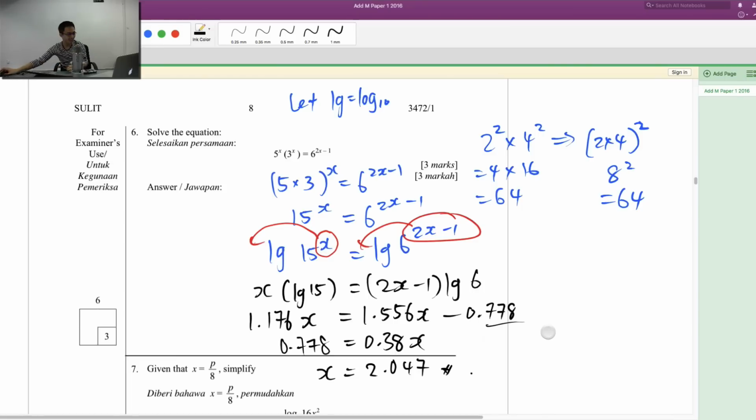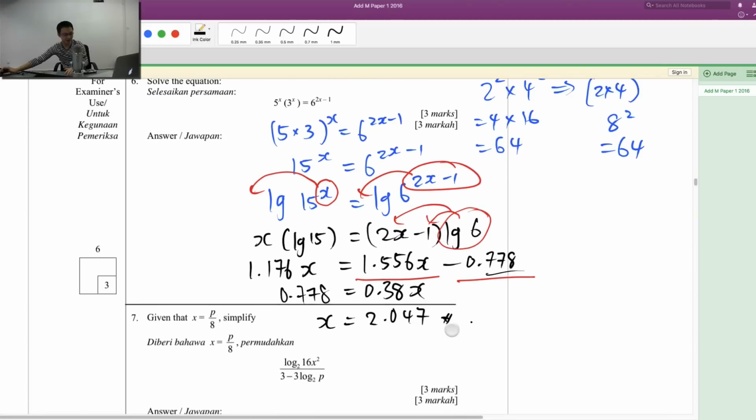Okay? If okay, then how to press 2x minus 1? Oh, okay. I don't really press 2x minus 1. But what I do over here is I will use log 6 multiply 2. So this value basically is log 6 multiply 2, and then I use log 6 multiply negative 1. Then I get this one. Okay, I hope I answered your question. So let me move on.